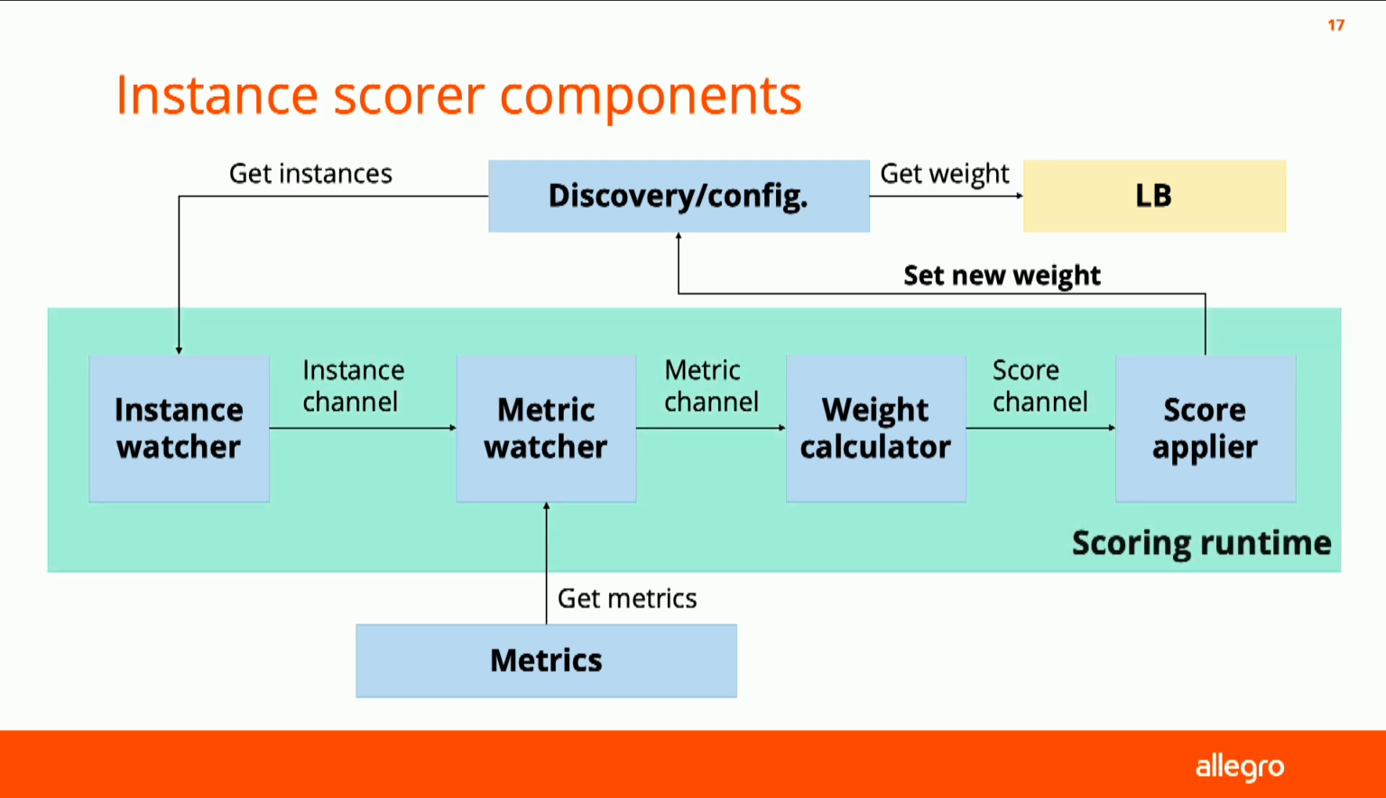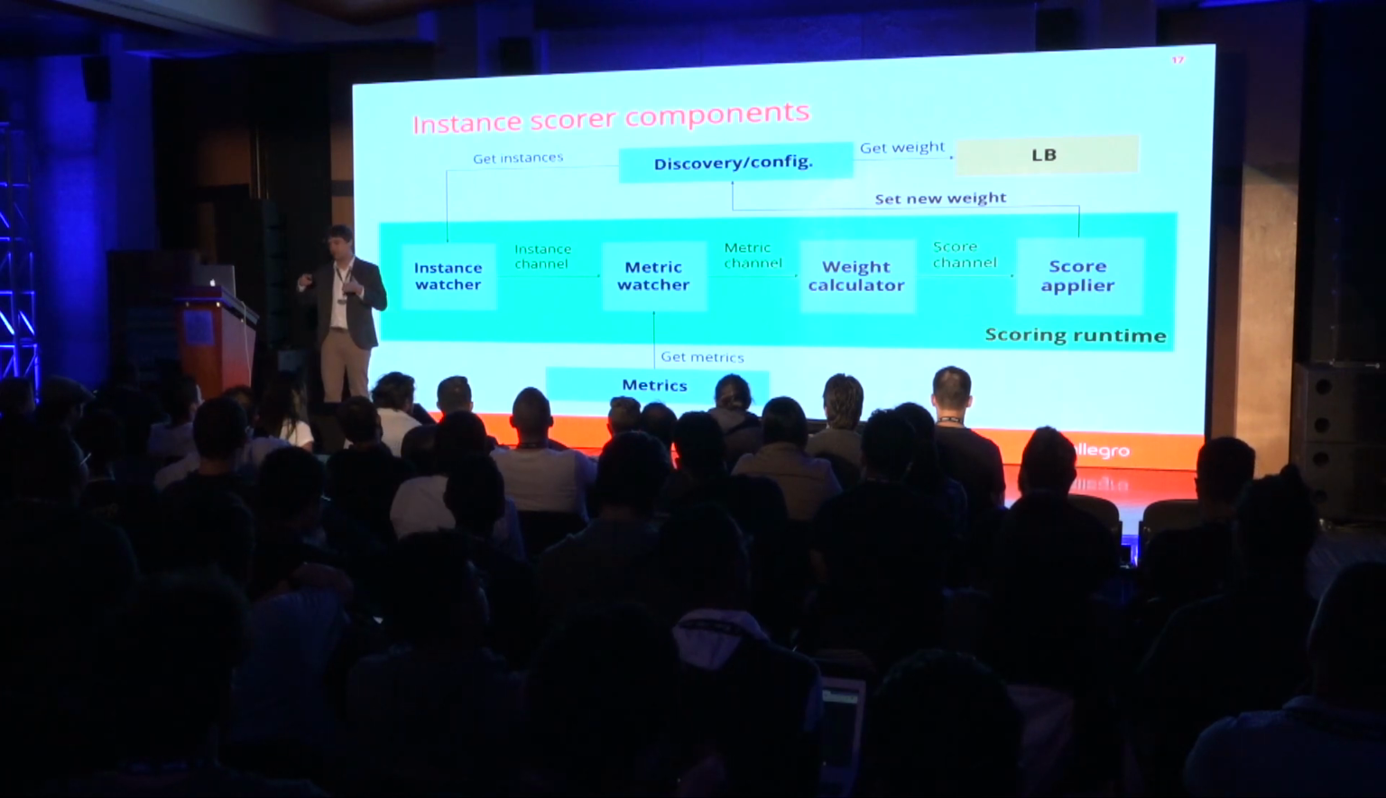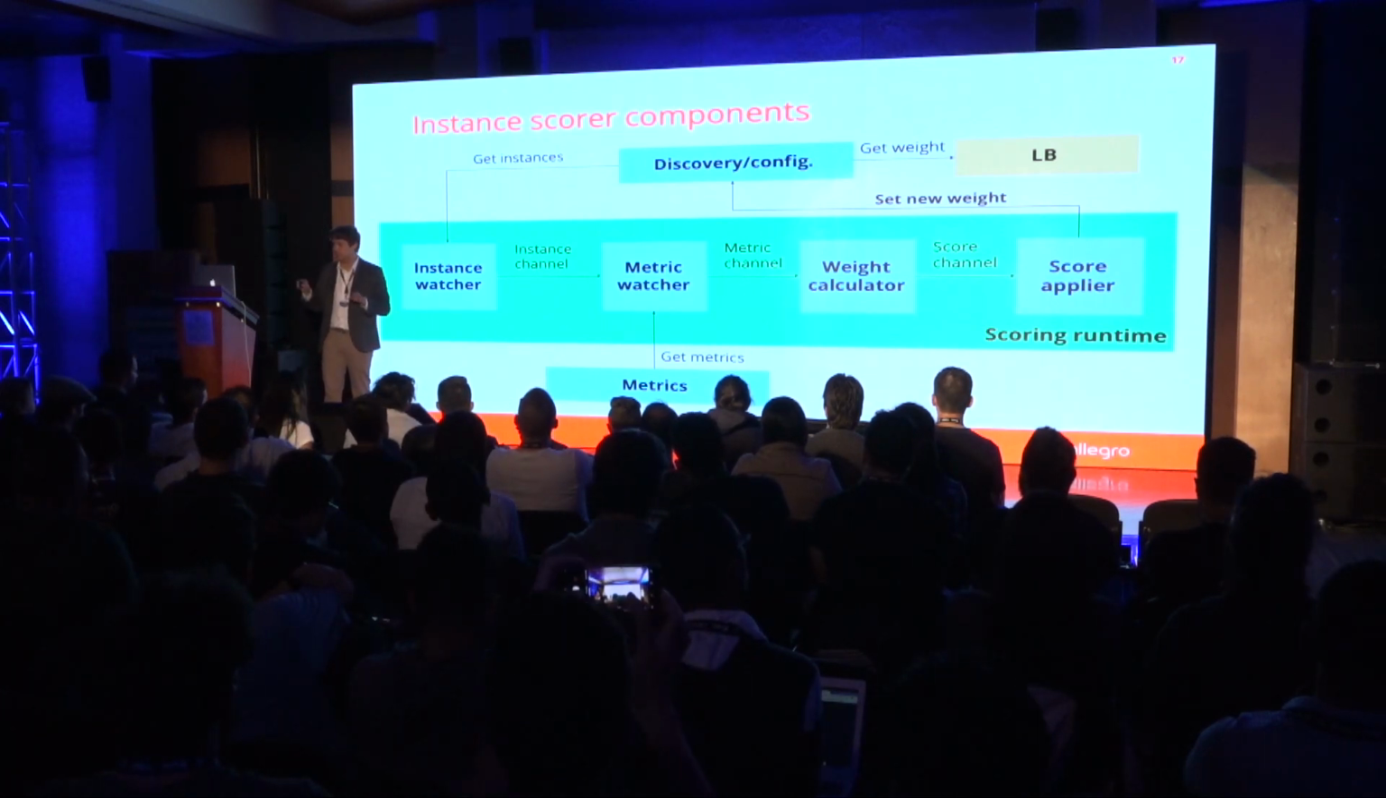We call these four components the scoring runtime, and it allows us to perform instance scoring for one specific service. So it only works for one service. It's very important that all of those components are stateless, so you can restart them and nothing happens. Stateless with a star, actually, because the calculator may have some state, like an average you calculate, but when you restart it, nothing should happen.